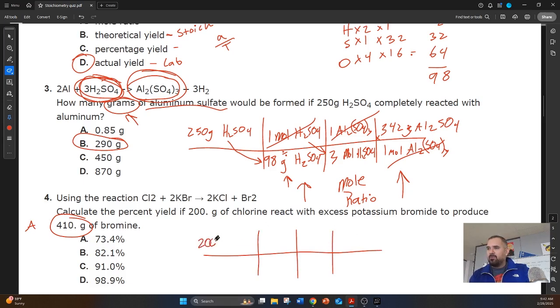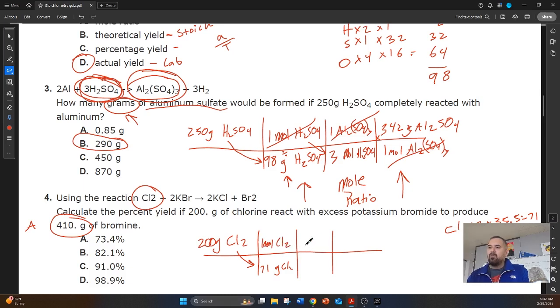So we have 200 grams of Cl2, because that's what it tells us up here. So first thing we're going to do, move this down here. So grams of Cl2, we need to calculate the molar mass of chlorine gas. So that's going to be Cl times 2 times 35.5, which is 71. 71 grams for every 1 mole of Cl2.